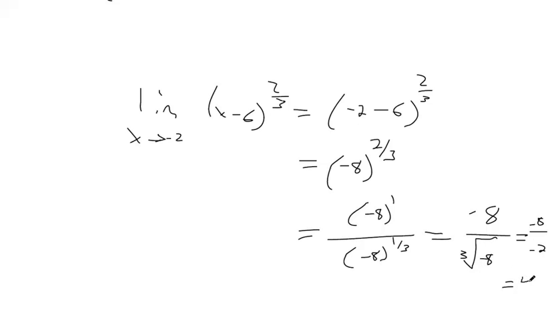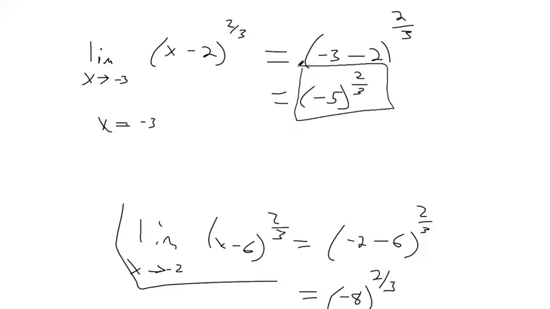So -8 divided by -2 is 4. So that's our answer for this one. The other one up here, there was no trick for simplifying that one.